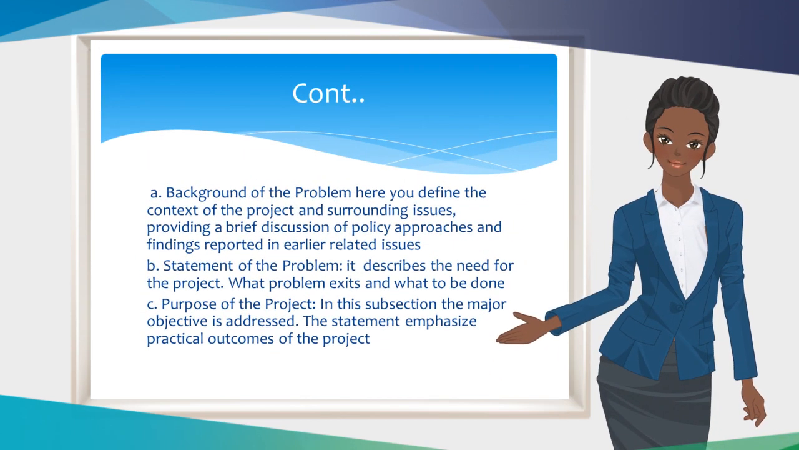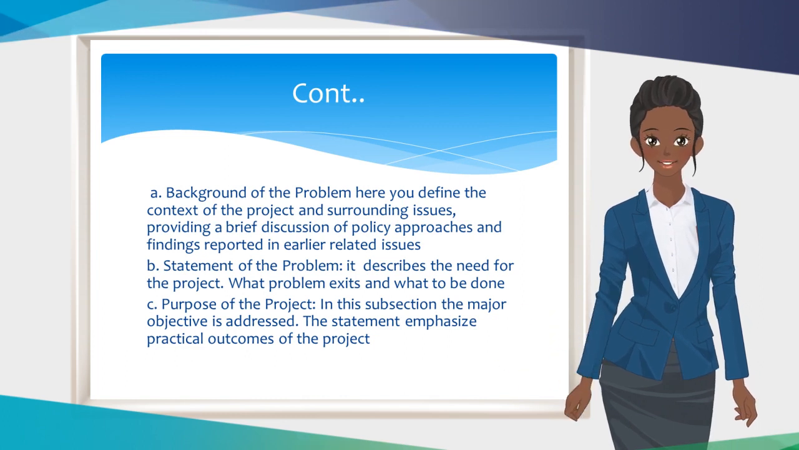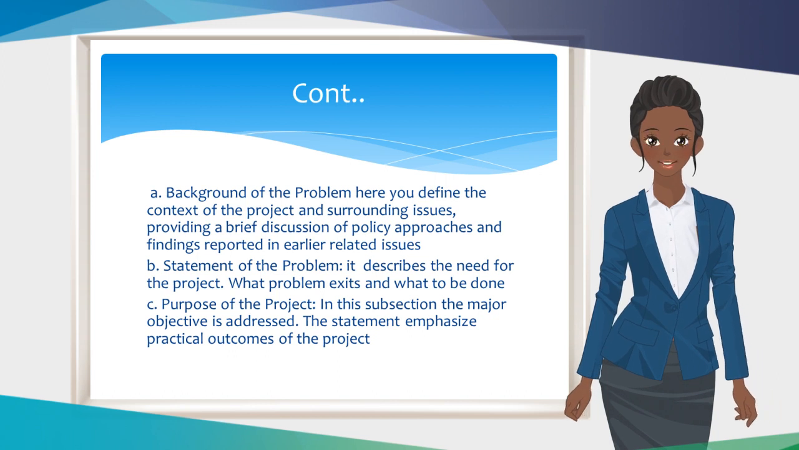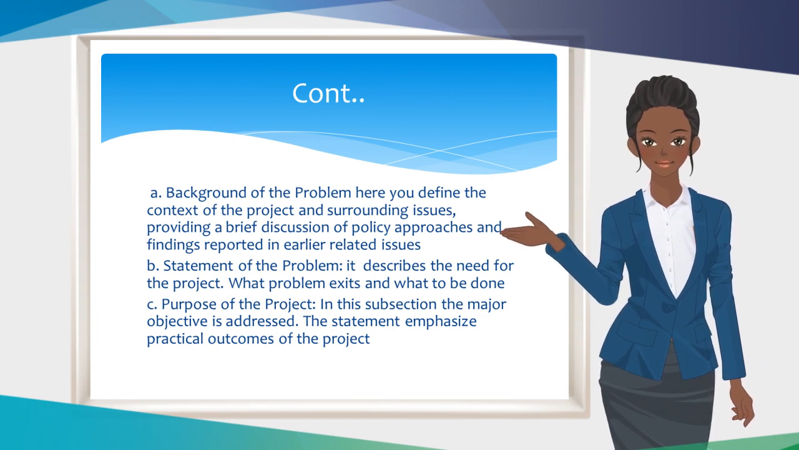The second part is the background of the problem. Here, you define the context of the project and surrounding issues, providing a brief discussion of policy approaches and findings reported in earlier related studies. Then, the statement of the problem, in which you will describe the need for the project, the problem that exists, and how to solve it.